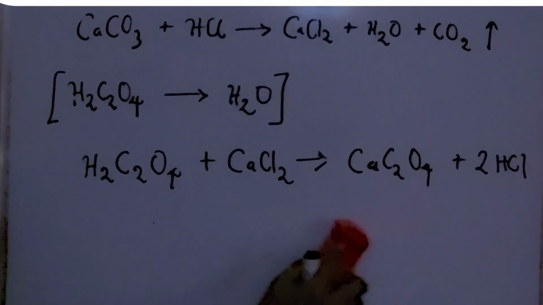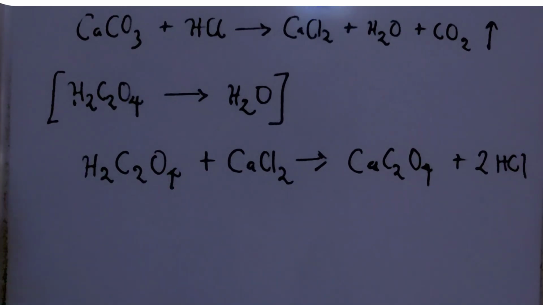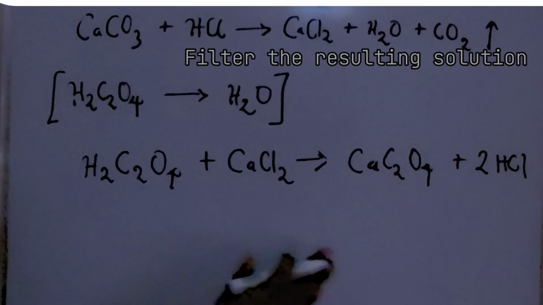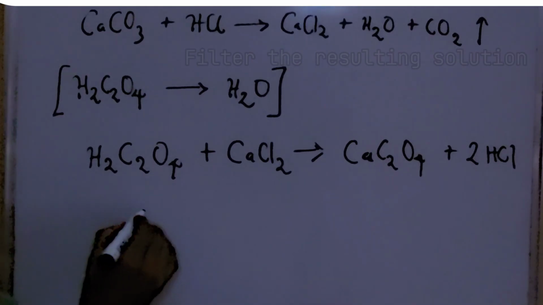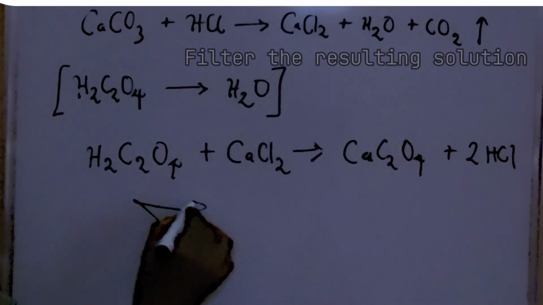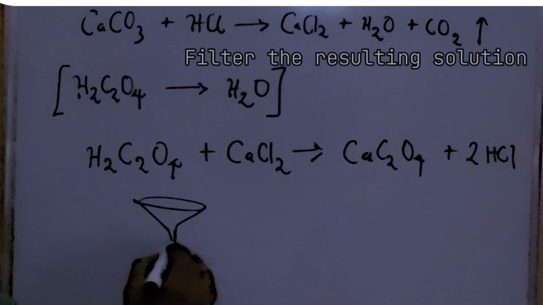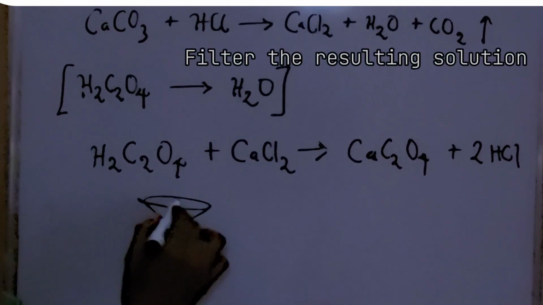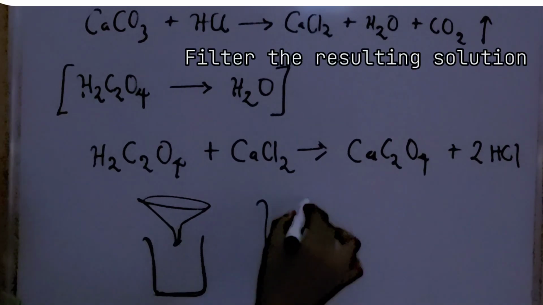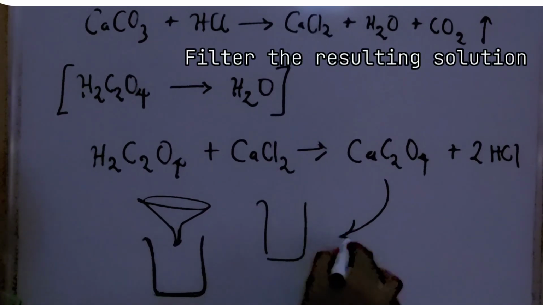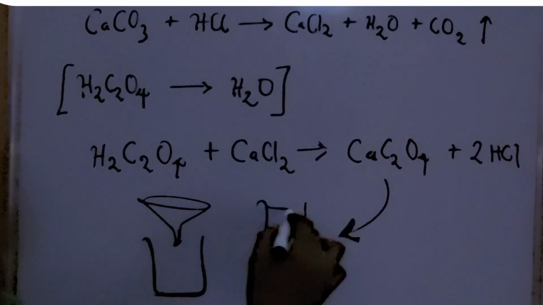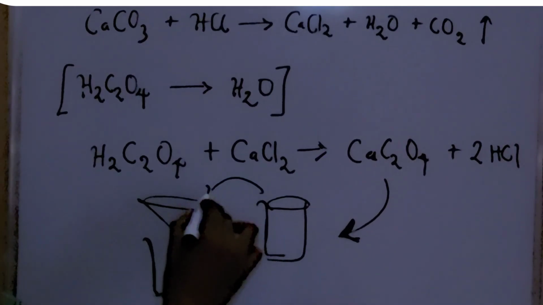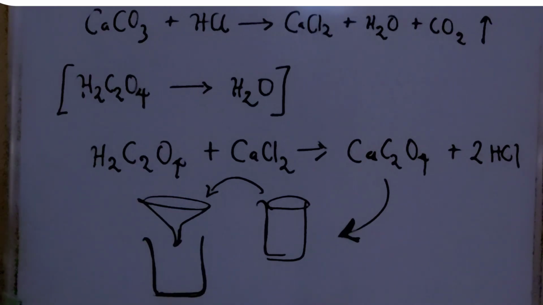Let me wipe this off, okay? So we are going to filter the solution. We're going to have the solution, right? So we're going to filter. Let me draw something like this. Let me have a filter funnel. Alright, so we're going to filter. We'll collect whatever we've gotten from the neutralization, all the reactions so far which have been happening. We're going to introduce it into the funnel, right? So remember, you put your filter paper on.